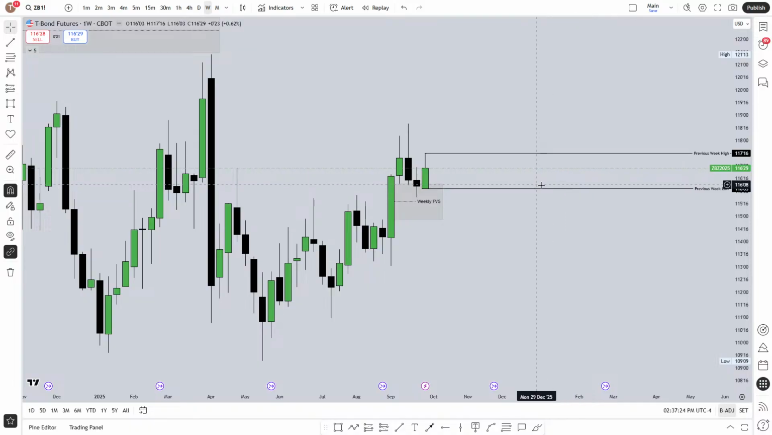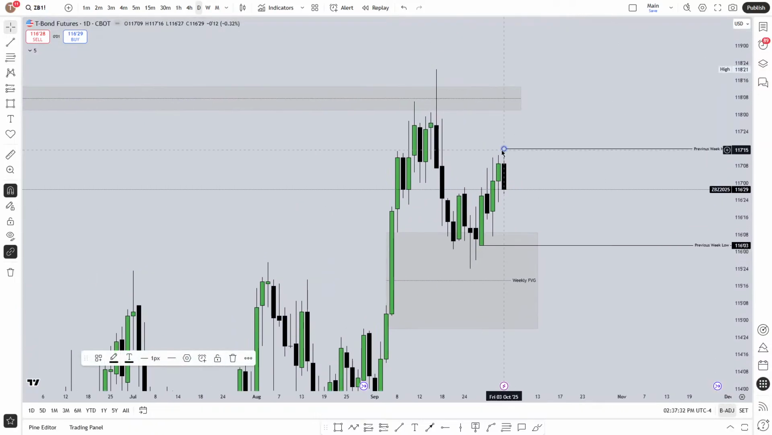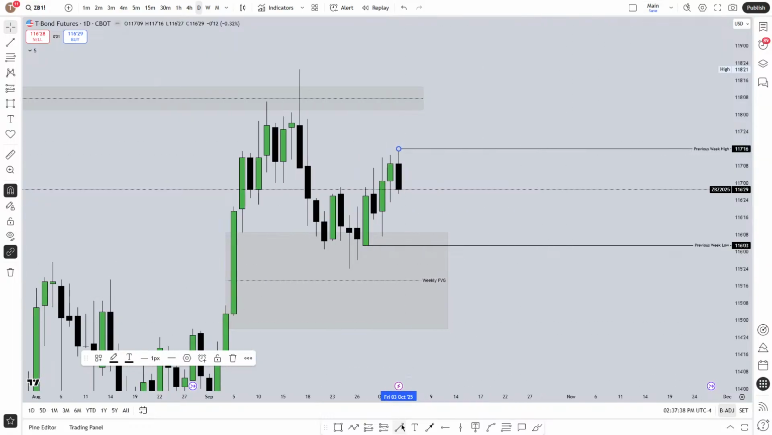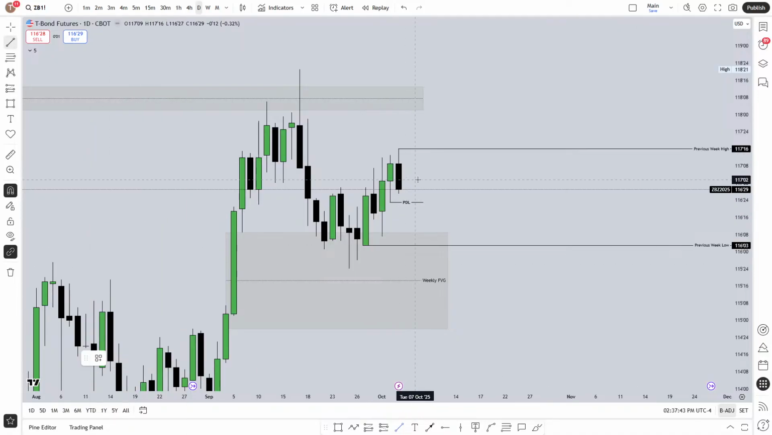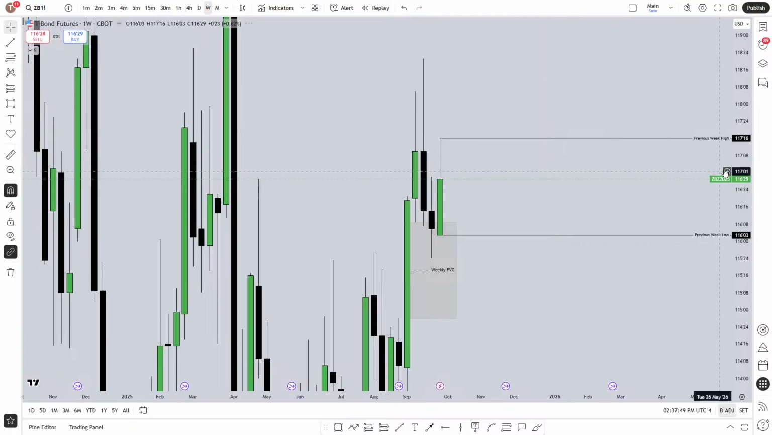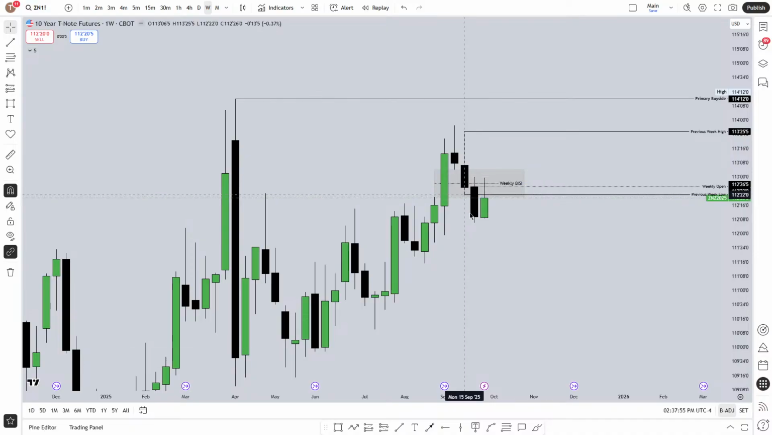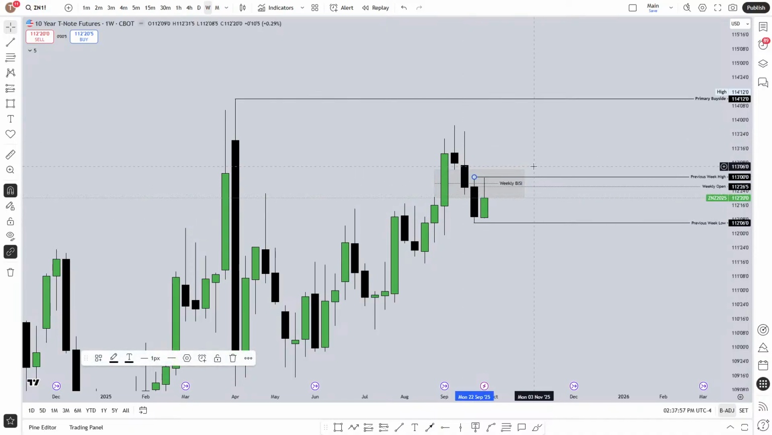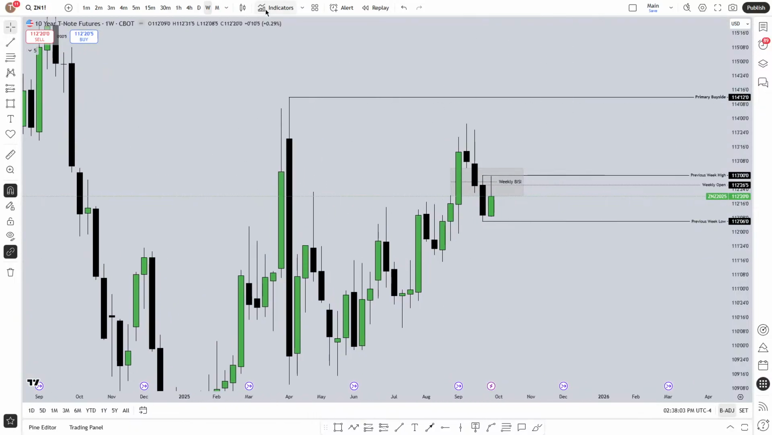6 p.m. hits is when I manually go and just mark out all my weekly opens. Previous day low. Previous day high is the weekly high right there. I don't even go to the hourly time frames on here. I stick to the higher time frames because I'm not looking for lower time frame direction. I'm just looking at long-term trends.